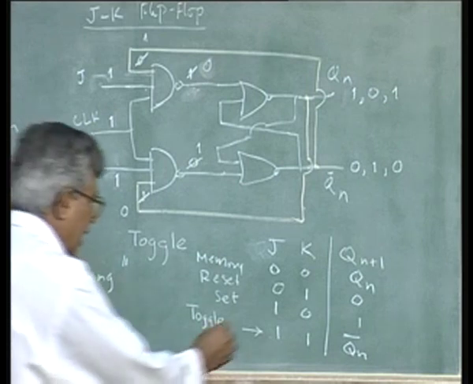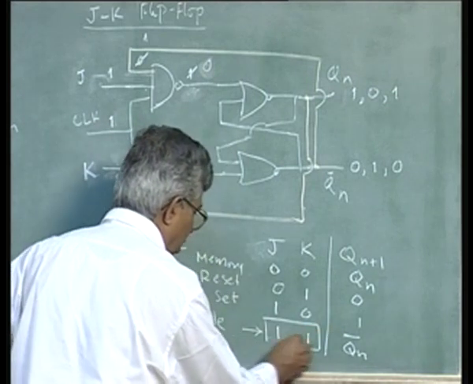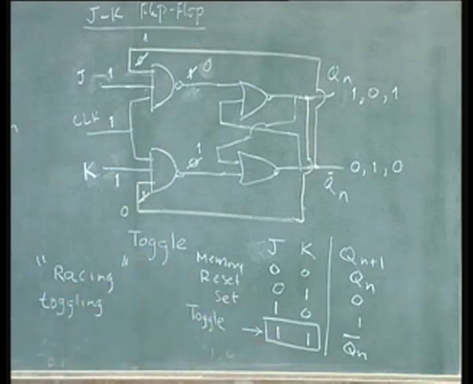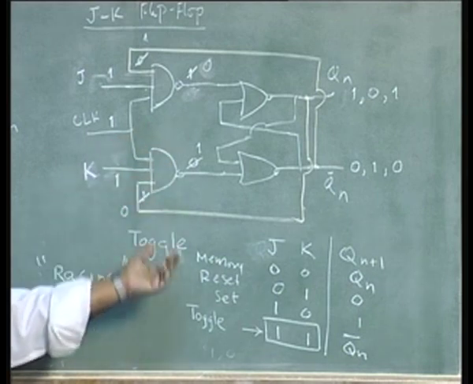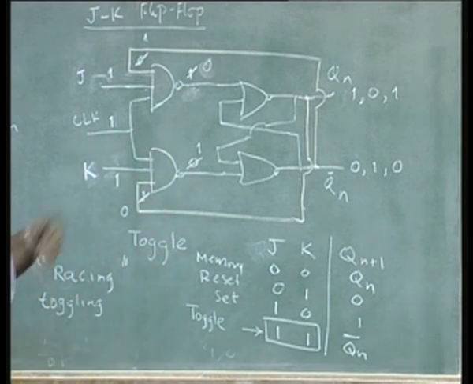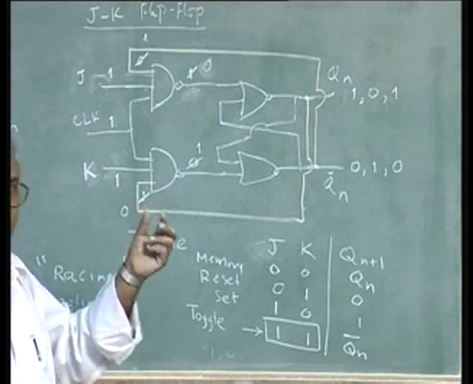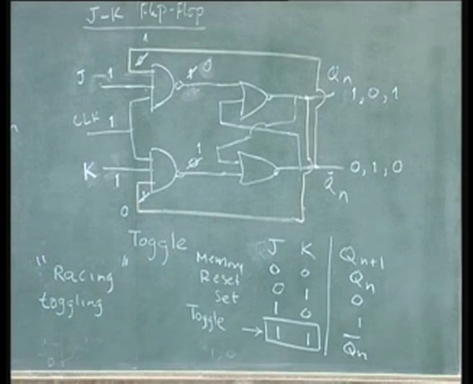That means I need this desirable condition of 1 1 as a toggle condition, which is an improvement over an SR flip flop. On the other hand, I do not like this racing, where the output keeps changing. The only way to avoid it is to make a clock which is very, very small in width, so the clock frequency should be extremely high, which is also not required. Why should I operate my flip flop at that rate? So, what are the other ways in which I can remove this racing condition?